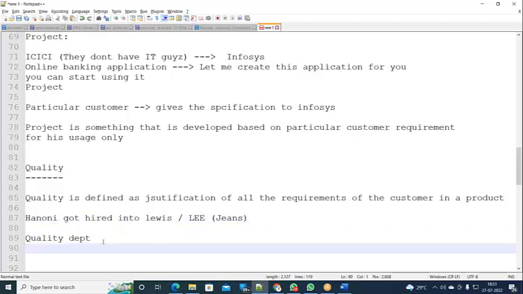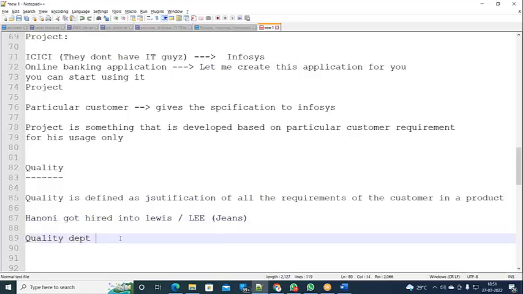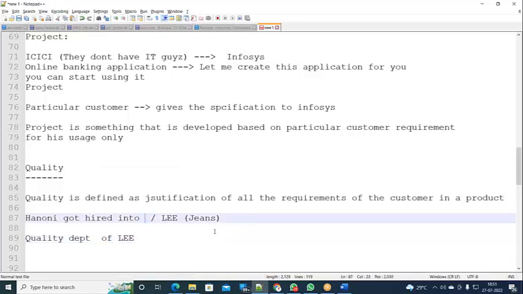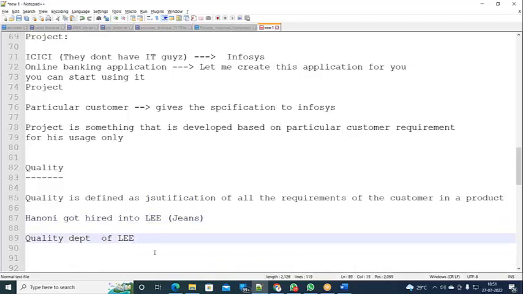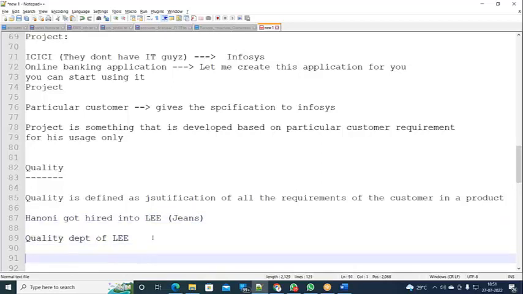This is Hanoni, okay? So, he is working in the quality department of which company, Lee or Levi's? If you haven't heard the word Levi's, let's use the company Lee. So he got hired into the quality department.